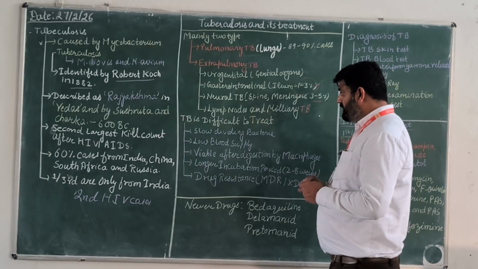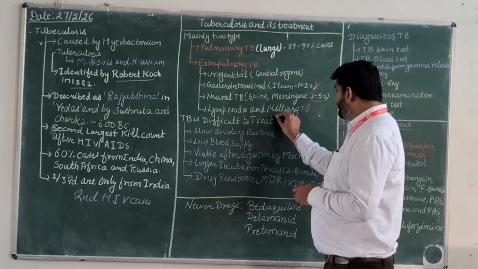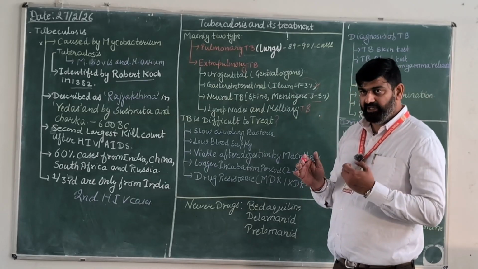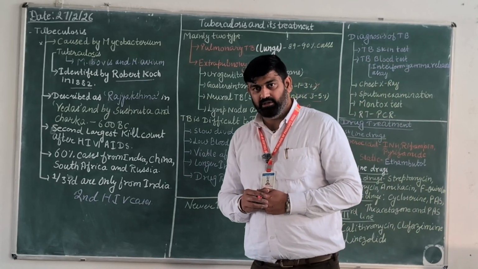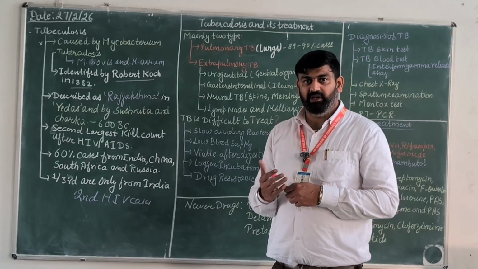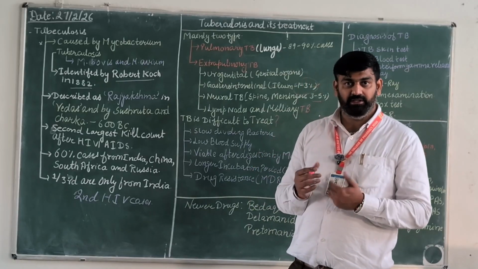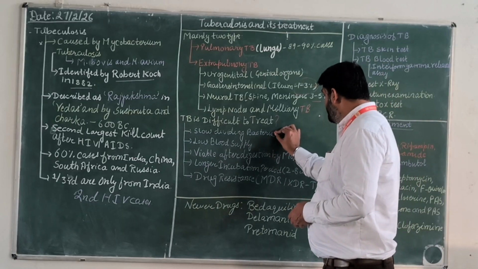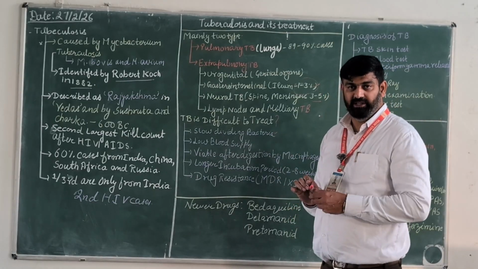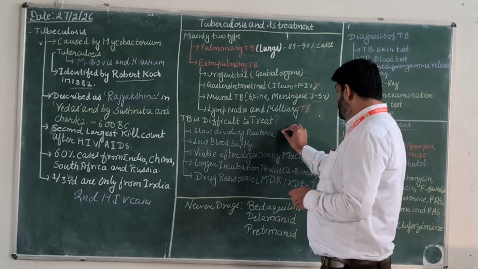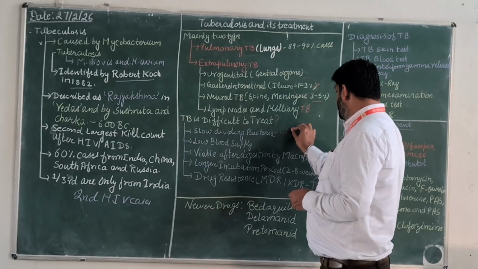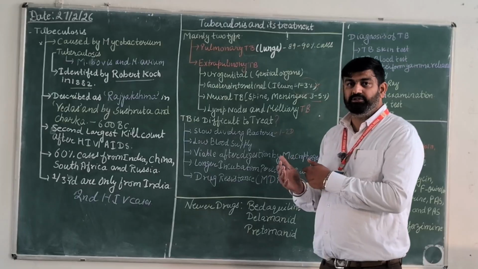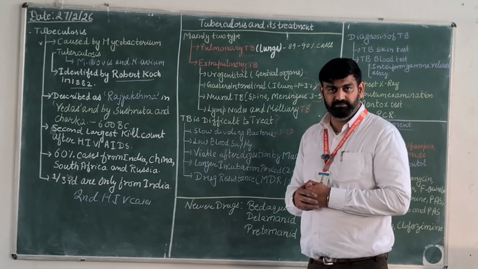So next, why is TB difficult to treat? TB is a very difficult disease that, once eradicated, is now coming back. Why? There are mainly 5 reasons I have listed. First, the bacteria is very slow dividing. It takes at least 1 to 2 days to mature and then divide.